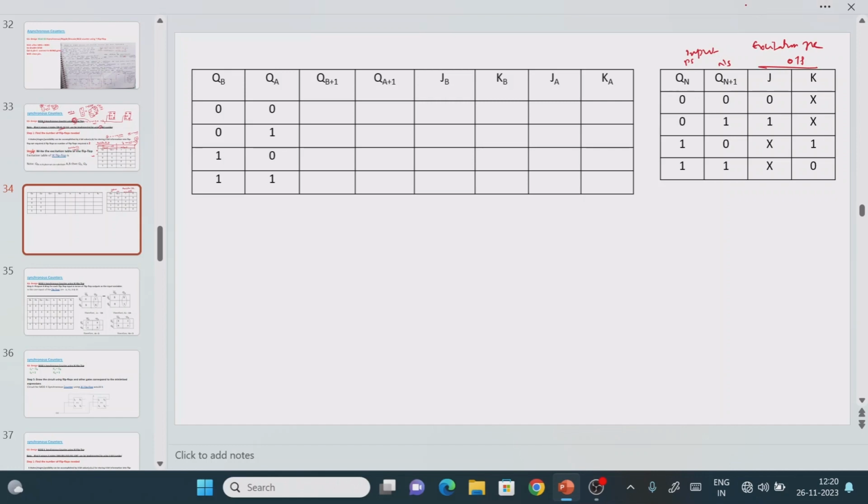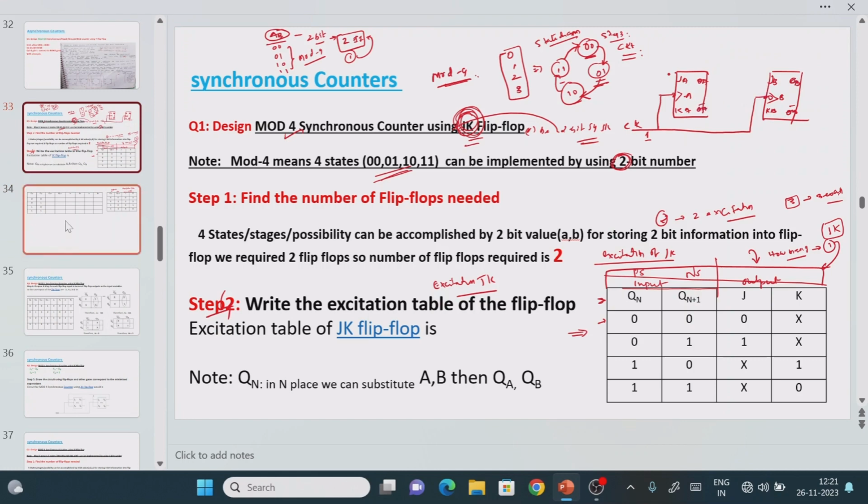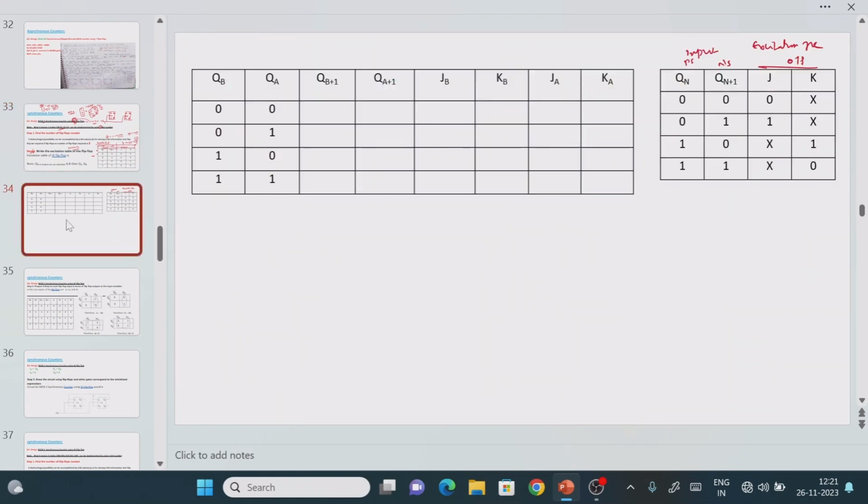Now see, how many flip-flops do we have? Two flip-flops, so one, two. So how many excitation tables are required? Two excitation tables are required. If you don't understand, let me write one more time. This is the first flip-flop, this is the second flip-flop, this is the JA, KA, this is the JB, KB. So we have two flip-flops.